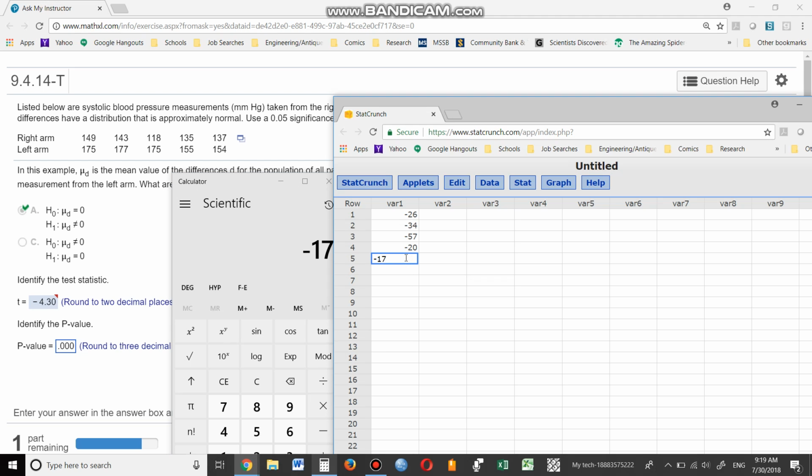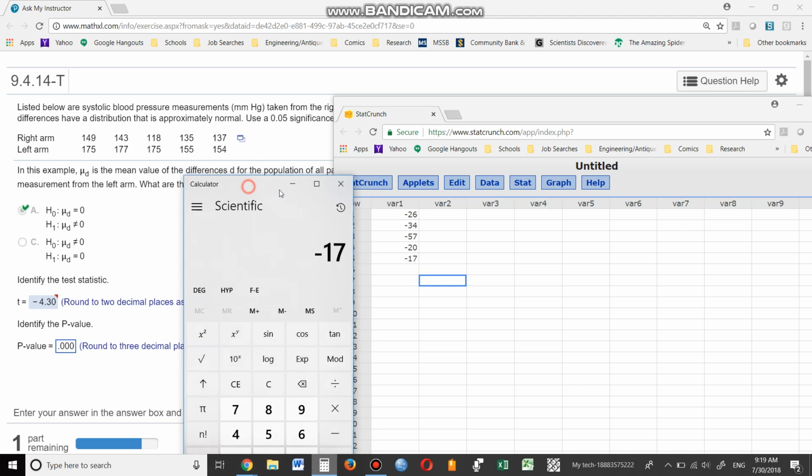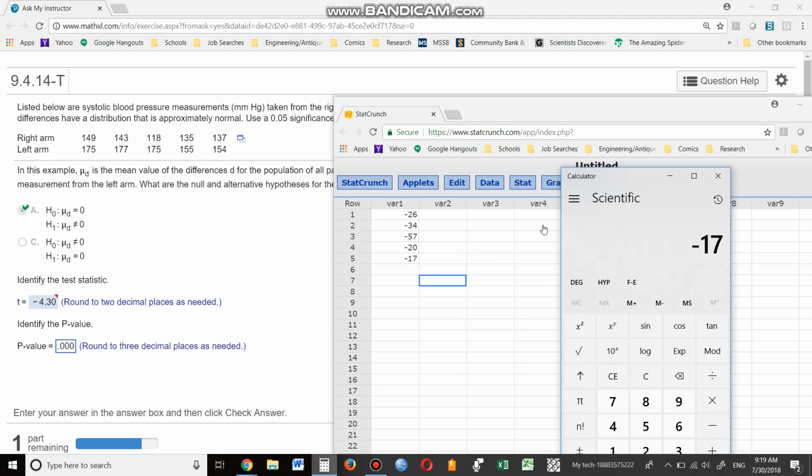Now, you're probably asking yourself, well, David, what if I don't know that it's right minus left or left minus right or whatever? Is it going to change my answer? The answer is no. The only thing that this impacts is the test stat.